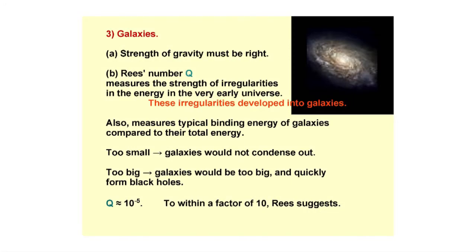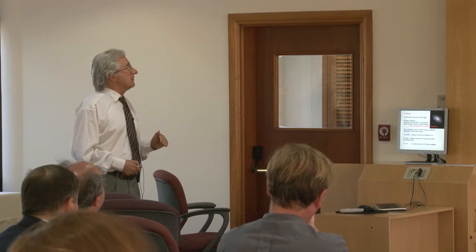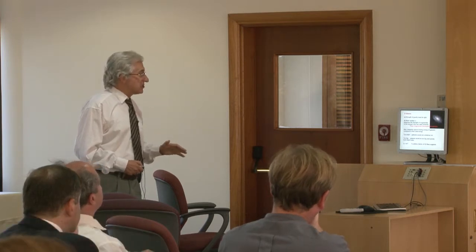Now, a bit about galaxies. Item number 3. The strength of gravity must be right. And Rees has a number here which measures the strength of energy fluctuations in the early universe. Assume that he knows what he's talking about. They come from quantum effects. And he can put a number to this. But if these initial fluctuations, we don't have a theory for this really, if they were too big, then the galaxies would be too big. Too small, you wouldn't get galaxies.